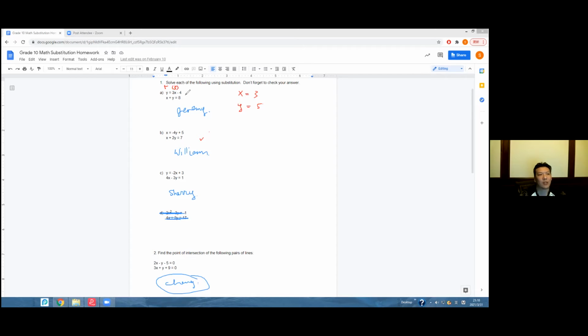3 times 3 is 9. Take away 4 is equal to 5. Checks out for the first one. 3 plus 5 is equal to 8. Checks out for the second one. So that means your answer is correct. Very good job, Jeremy. You also have a good fundamental grasp of substitution.